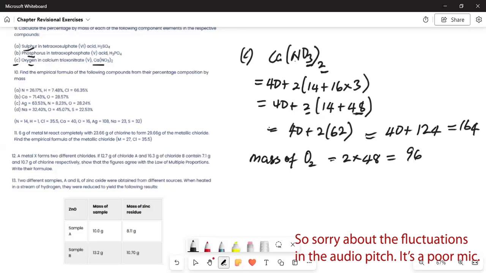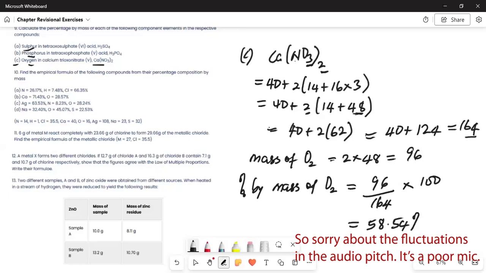Therefore, percentage by mass of oxygen is equal to 96 divided by the relative molecular mass, which is 164, and multiplied by 100. 96 divided by 164 and multiplied by 100 is 58.54%. Then question 10 is to find the empirical formula of the following compounds from their percentage compositions.